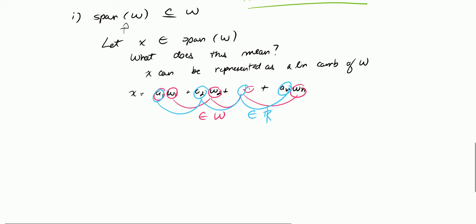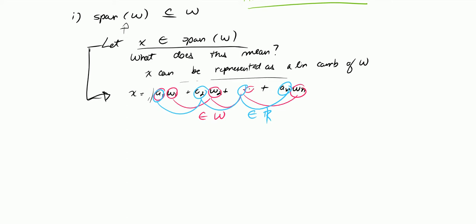In other words, I'm just stating what this means. If I say that X belongs to the span of W, that directly means that X is equal to the linear combination of the vectors in W, which is this, assuming that there are a certain amount of vectors in W. So, okay, I have this.